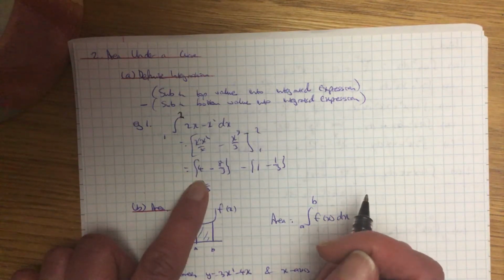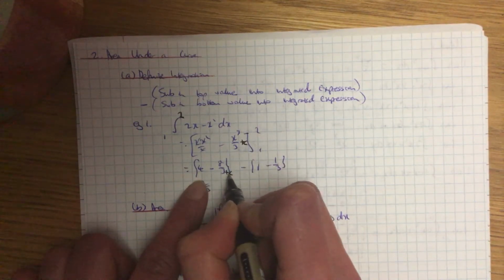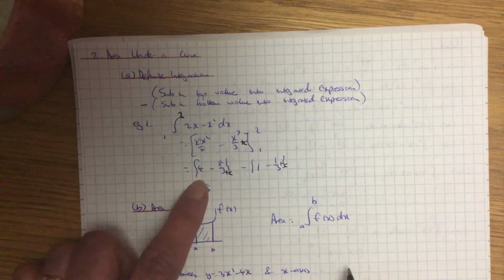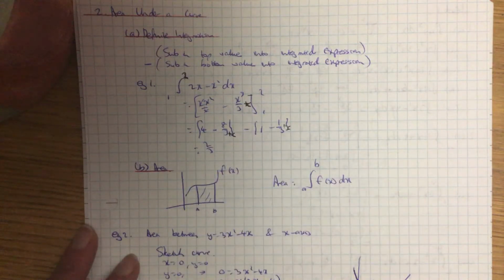And the reason we don't put in the plus c is because if you put it in, this bracket's going to have a plus c, and this bracket's going to have a plus c, and they cancel off. So it doesn't really matter putting the plus c's in, you don't really need them. And that's what we call definite integration.